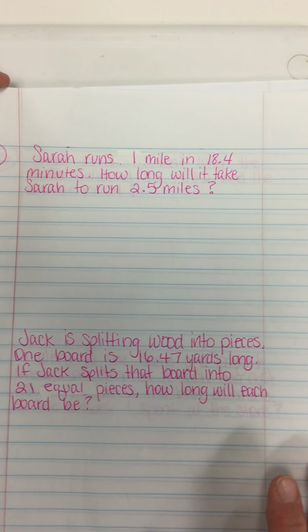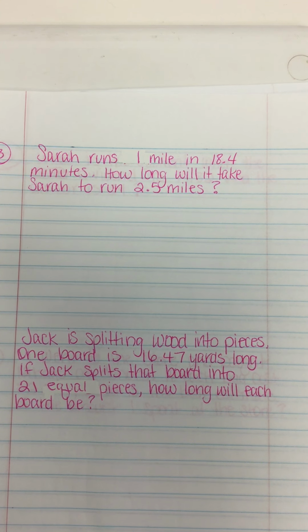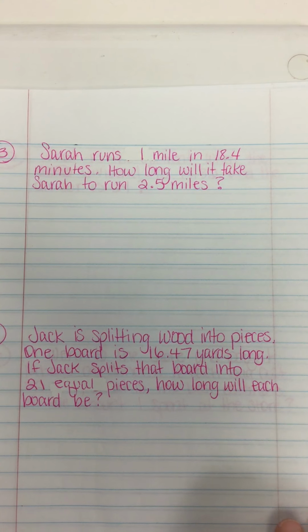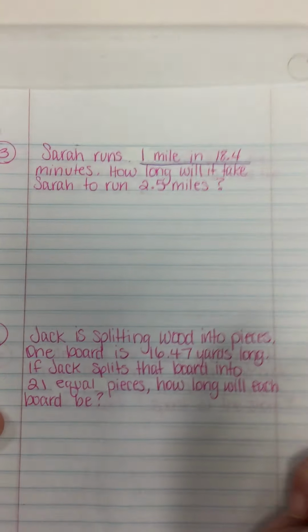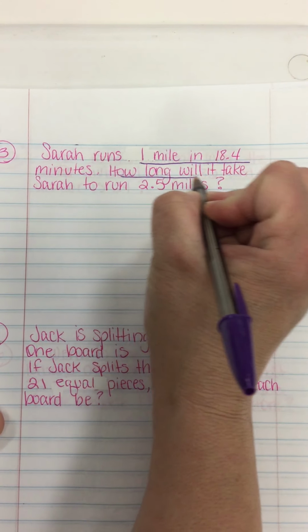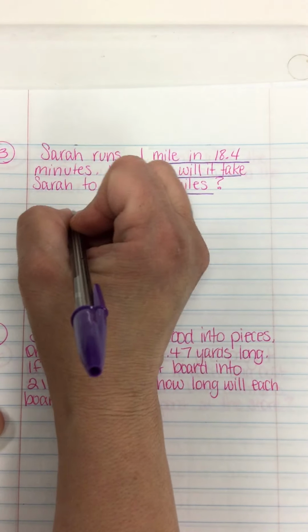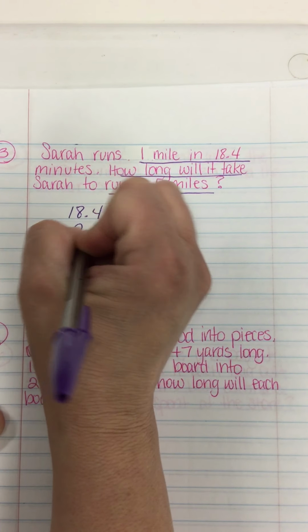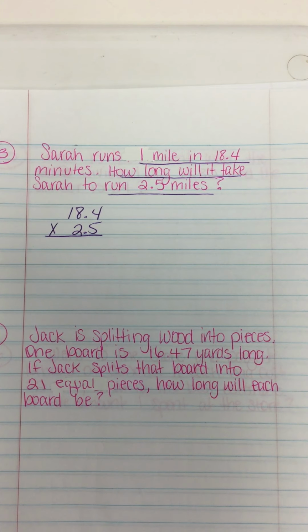All right, the next one. Sarah runs 1 mile in 18 4/10 minutes. How long will it take Sarah to run 2 5/10 miles? Okay, she runs 1 mile in 18 4/10 minutes. How long will it take her to run 2.5 miles? So 18 4/10 times 2 5/10, and that's 2 and 5. So 184 times 25.